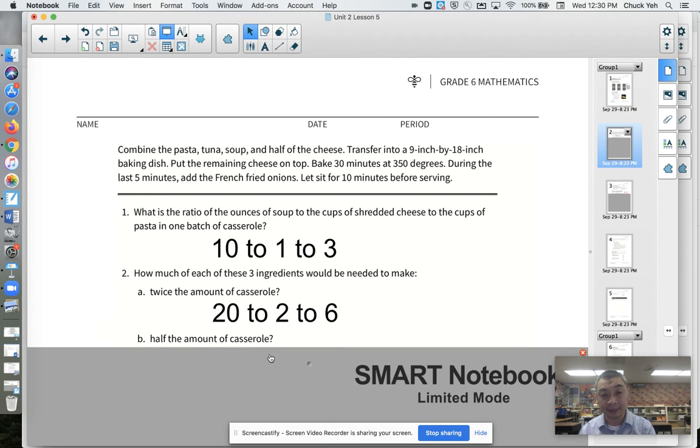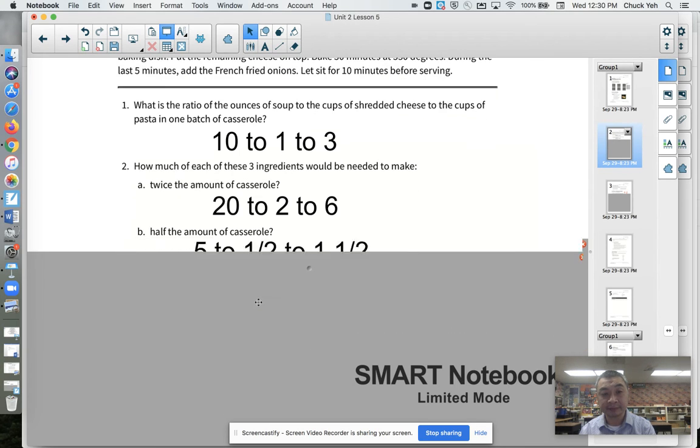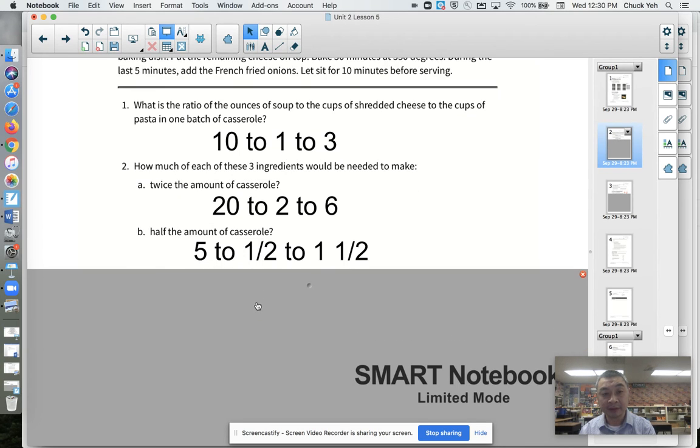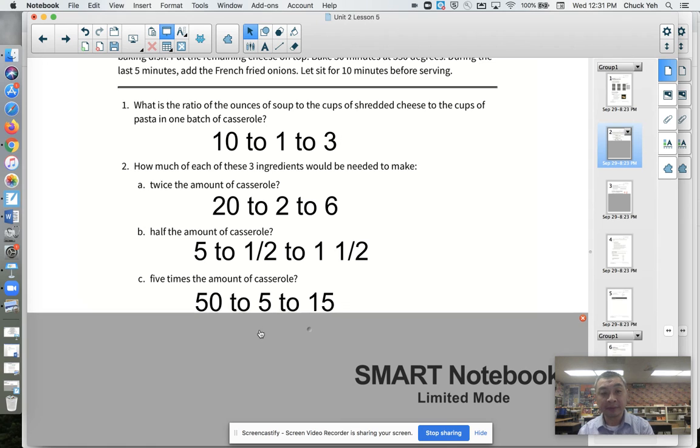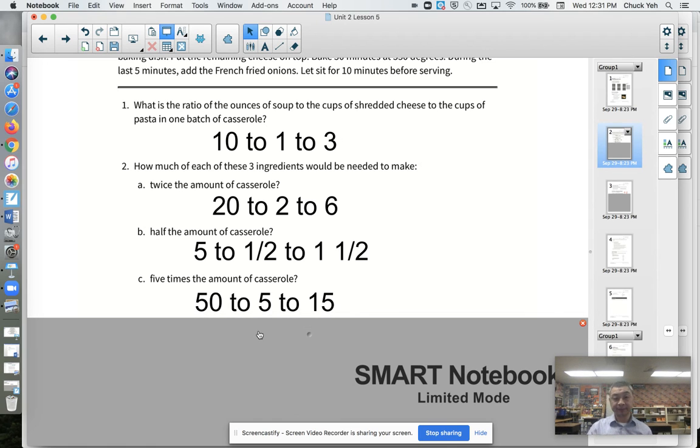How about half the amount? So what's half of 10, half of 1, half of 3? 5 to half to 1 and a half. Okay? What is 5 times the amount? So 5 times 10, 5 times 1, 5 times 3. So 50 to 5 to 15. Okay, so we're going to stop there, and we'll continue this tomorrow.